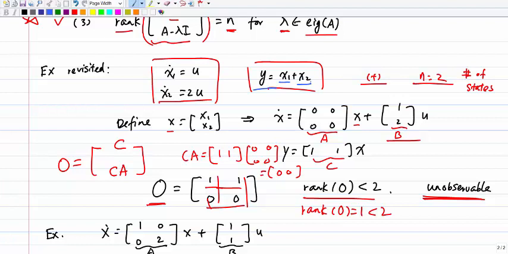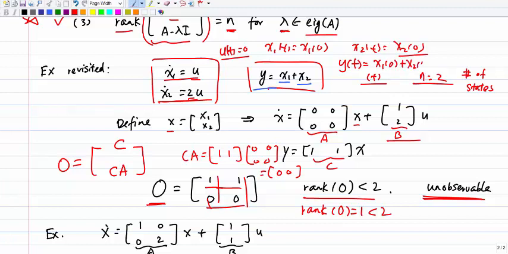Remember from the previous discussion, it doesn't matter what u you give. So I can say u is 0, u(t) is always 0. When you do it this way, the solution for x1(t) is just x1(0). The solution for x2(t) is x2(0). So my y(t) is just x1(0) plus x2(0).